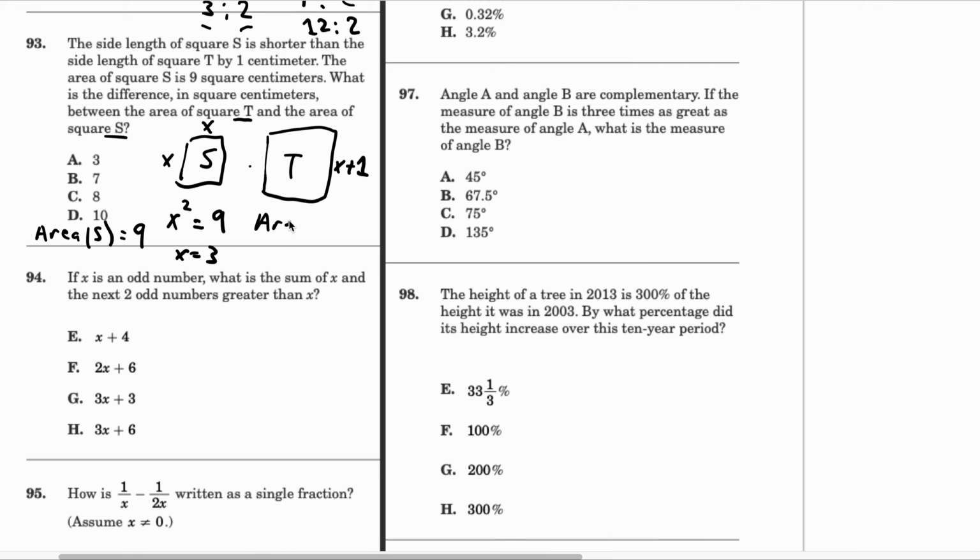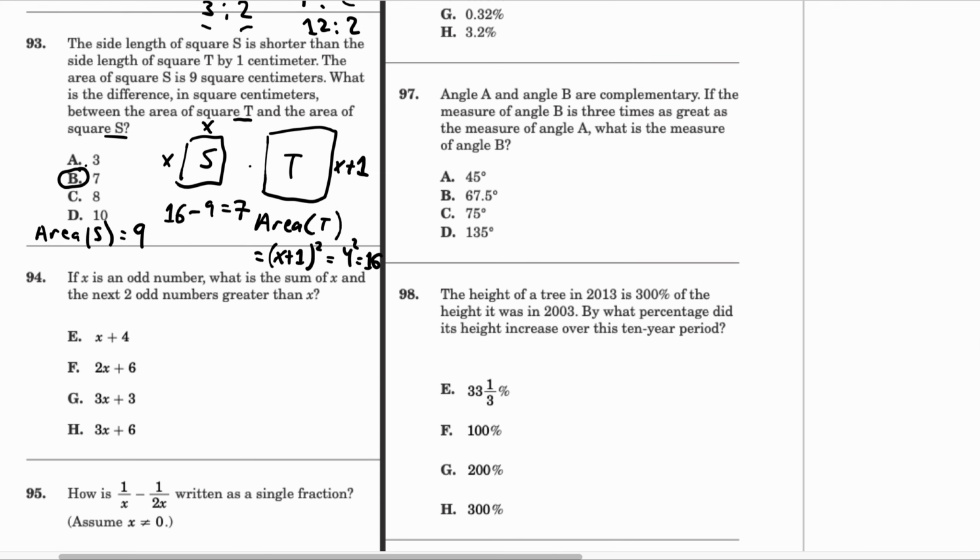Then we know that the area of T is going to be the side length squared, right? So X plus 1 squared. And we know that X is 3. So this is just going to be 4 squared, or 16. Now basically we need to take the difference between area of T and area of S. So that's just 16 minus 9, and that is 7. So that would be B.